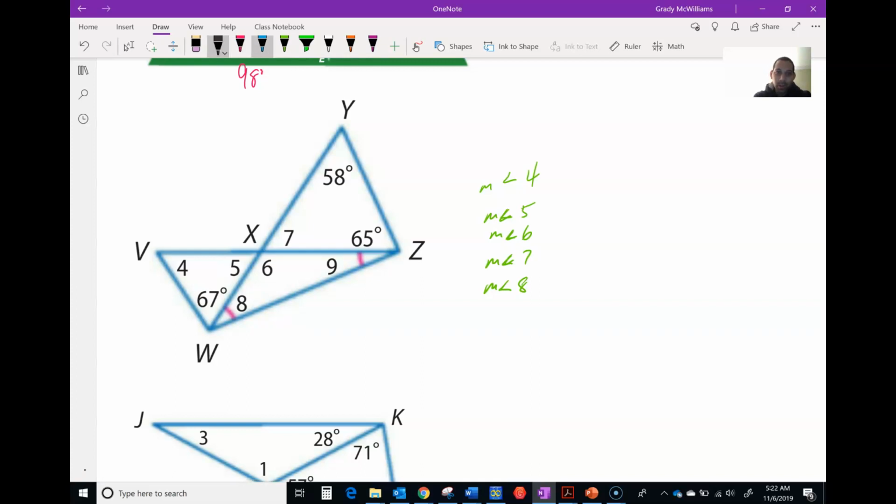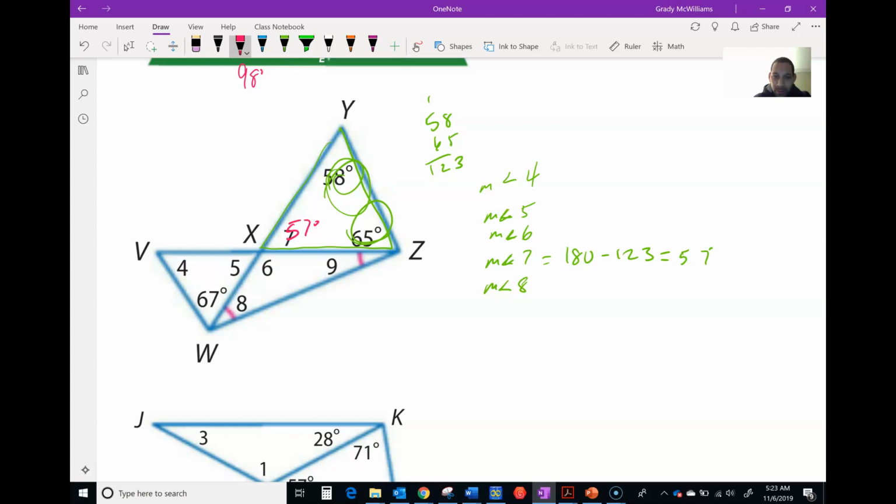So let's see. Where would be a good place to start? Well, I don't have 2 of the 3 angles in this triangle, and I don't have 2 of the 3 there. I have 2 of the 3 here, so I'm going to start with this triangle XYZ. So 58 and 65 together are 123. I need to take 123 from 180, and that'll tell me how much angle 7 is. 123 plus 57 makes 180, so I need 57 degrees, I believe. So this answer right here is 57 degrees.